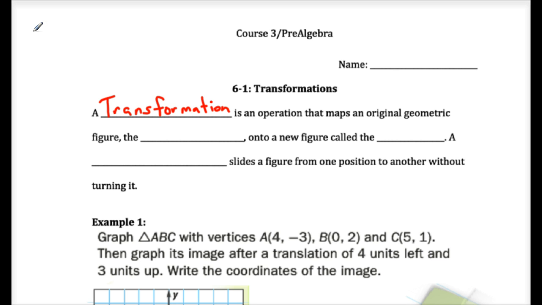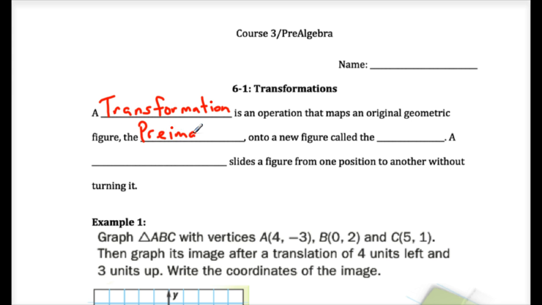Turn into something different. Yeah, like turn a frog into something different. You move. Okay? A transformation is an operation that maps an original geometric figure called the, got a name. Okay? The original geometric figure is called the pre-image.